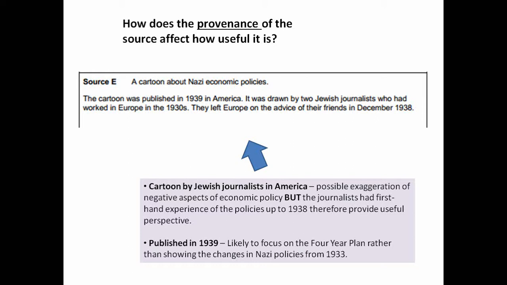So the second key detail is that it's published in 1939, and what I'm going to say about that is that it means it's likely to focus on the 4-year plan rather than showing the changes in Nazi policies from 1933 right through to 1939. Okay, so I'm going to take some key details about the provenance, the nature, origin, purpose of the source, and I'm going to say how they affect how useful it is.